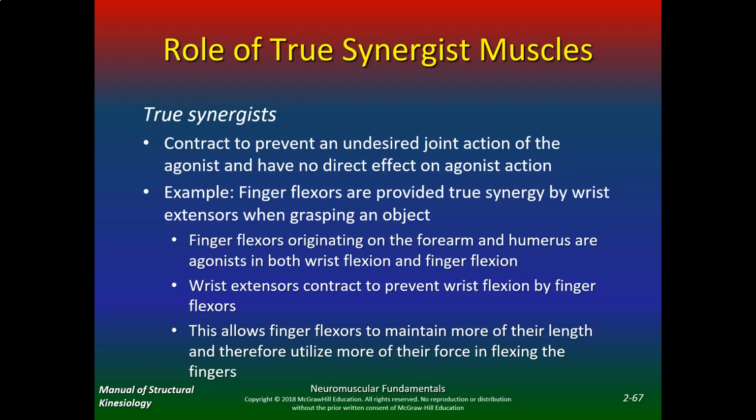Example, finger flexors are provided true synergy by wrist extensors when grasping an object. Finger flexors originate on the forearm and humerus, and are agonists in both wrist flexion and finger flexion. And then wrist extensors contract to prevent wrist flexion by finger flexors. This allows finger flexors to maintain more of their length and therefore utilize more of their force in flexing the fingers. Both of them, the flexors and the extensors, have to work together in order for you to get a good grasp on the object. Otherwise, you'll fall flat on your face.